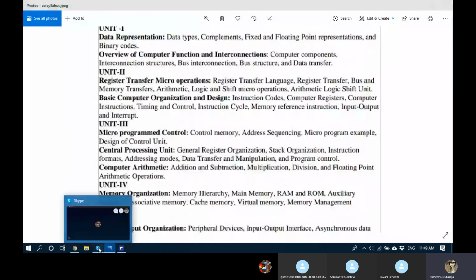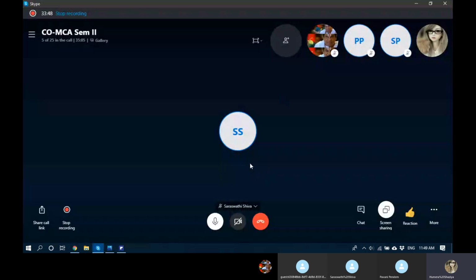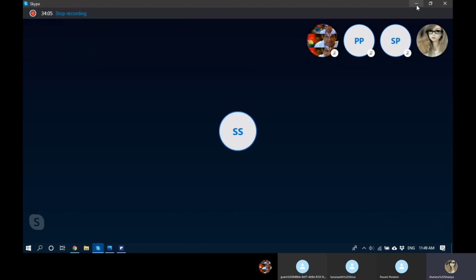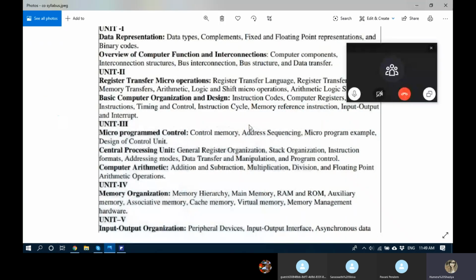Yes, Saraswati, Bhavana, Pavani, Shravani, did you all understand this? Any doubt if you have?